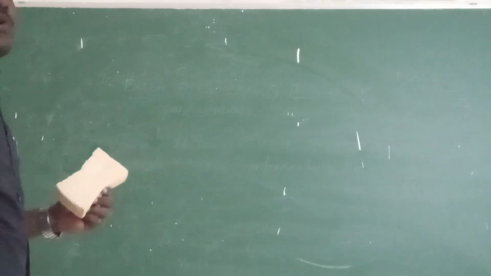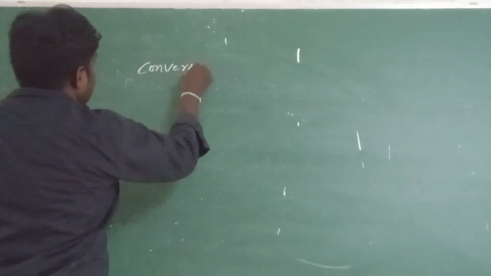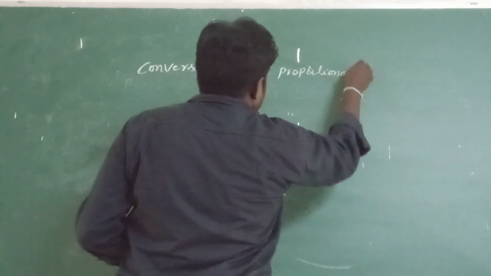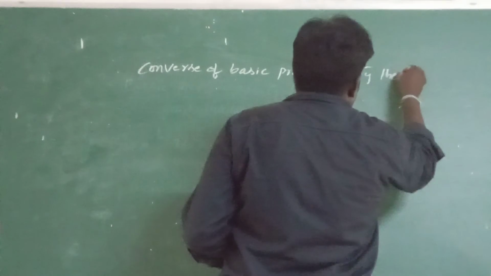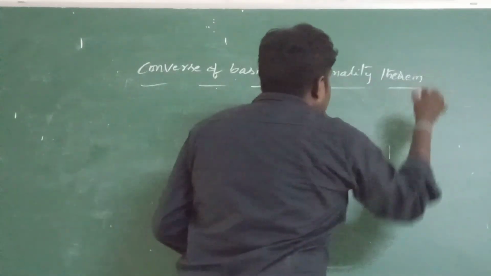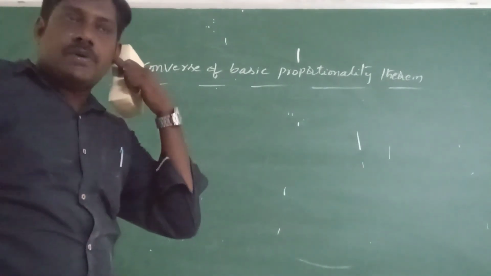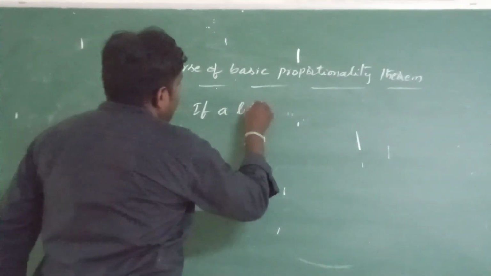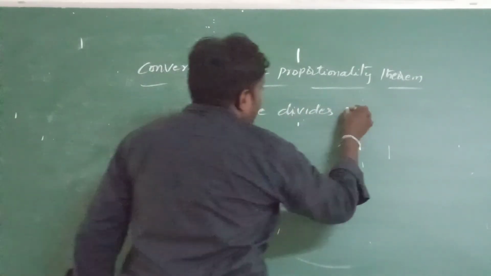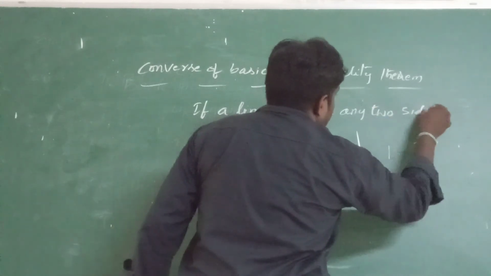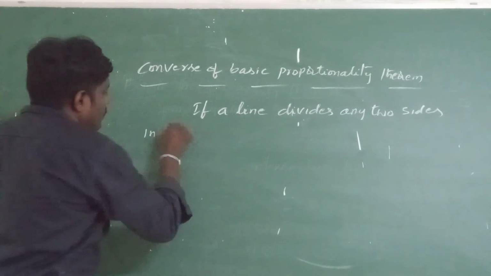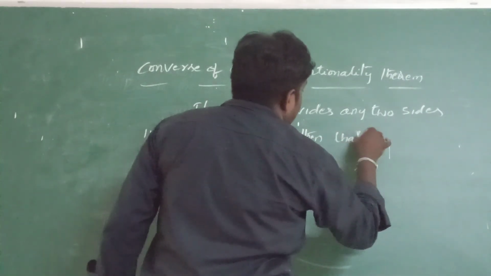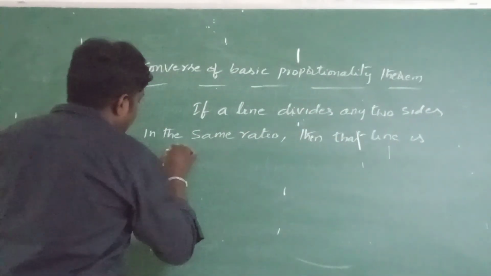See the next one, the converse of the basic proportionality theorem. The statement of the converse of the basic proportionality theorem is: if a line divides any two sides in the same ratio, then that line is parallel to the third side.